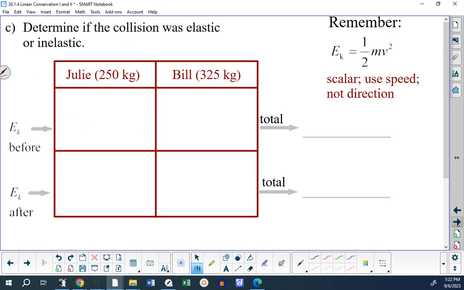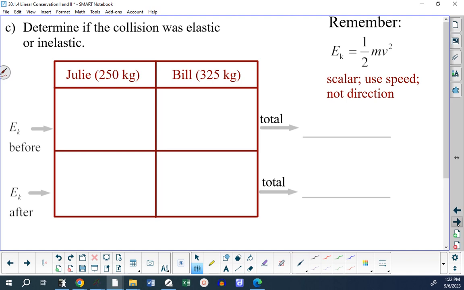Determine if the collision between Julie and Bill was elastic or not. So this is where we have to determine all of the kinetic energies before and after. Which means, everybody, we have to calculate Julie's kinetic energy before, don't do anything yet, and Bill's kinetic energy before, and add them together to get a total kinetic energy. And we have to do it for after. Now, EK is a half mv squared. We have to calculate 4 kinetic energies.